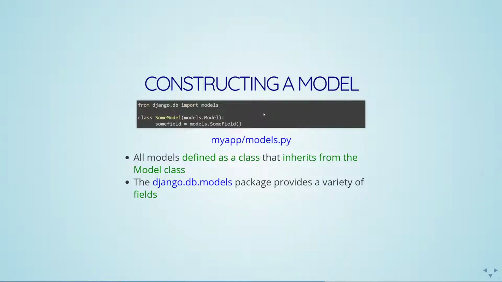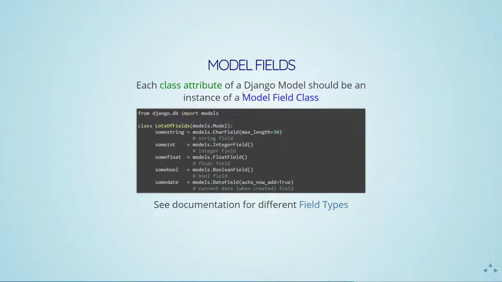Okay, let's talk a little bit about defining these models. Like I mentioned before, all of these models are defined as a class that inherits from the Model class. The django.db.models package is going to provide this Model class, and it's going to provide a variety of fields that will serve as the attributes to this class. So there's a variety of different fields.